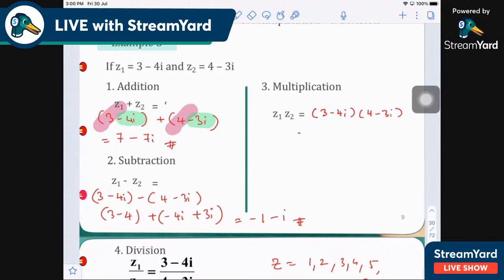Okay, so 3 times 4 here is going to be 12, and then 3 times 3i over here is going to be minus 9i. Then negative 4i times 4 here is going to be negative 16i. And negative 4i times negative 3i there is going to become positive 12i squared.